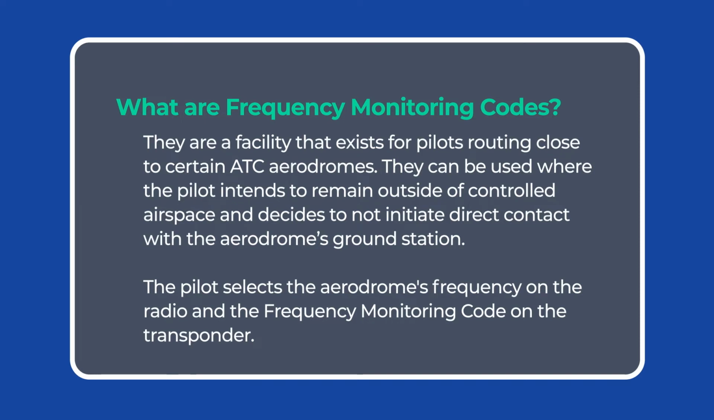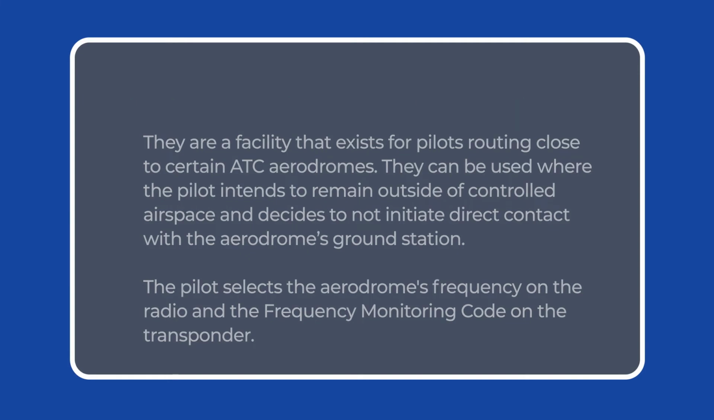They are a facility that exists for pilots routing close to certain ATC aerodromes. Where an aerodrome has such a code, it will be published in the AIP and other sources but may be varied by NOTAM. They are used where the pilot intends to remain outside of controlled airspace, and also decides to not initiate direct contact with the aerodrome's ground station. The pilot selects the aerodrome's relevant frequency on the radio and the specified frequency monitoring code on the transponder.